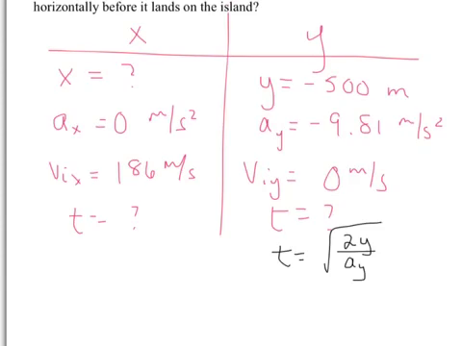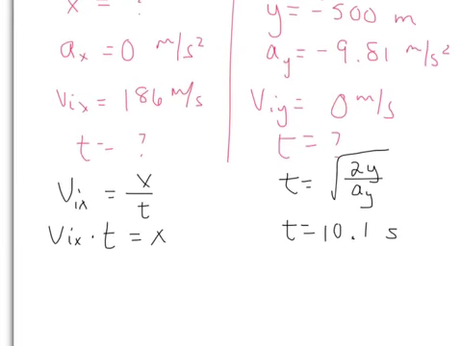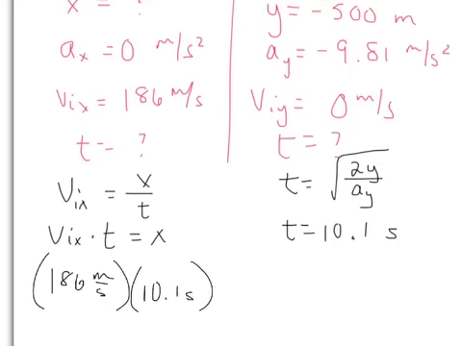Record here. If we plug in and get our time, you're going to get 10.09 or 10.1 seconds. Then over here, if you need to follow along, move the t up, and that's your generic solution for x. You could then plug in 186 meters per second times 10.1 seconds. 1876. What happens to seconds? What am I left with? Meters, which is what I want. I'm looking for horizontal displacement so the units make sense.